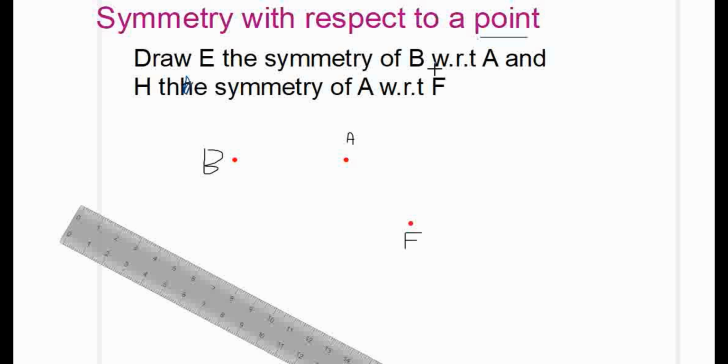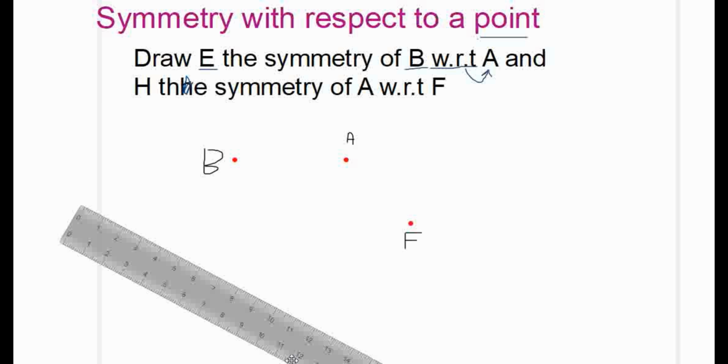When we have the word symmetry, you should search for the words "with respect to" and look for the letter written after them. So with respect to A means that A will be in the middle. A will be the midpoint of these two points, the midpoint of E and B. This is B. We should draw E such that A is between B and E. So how do we draw that?